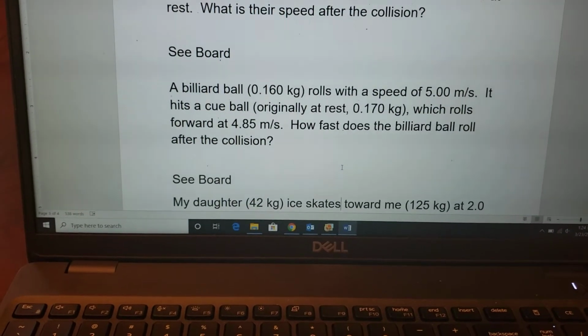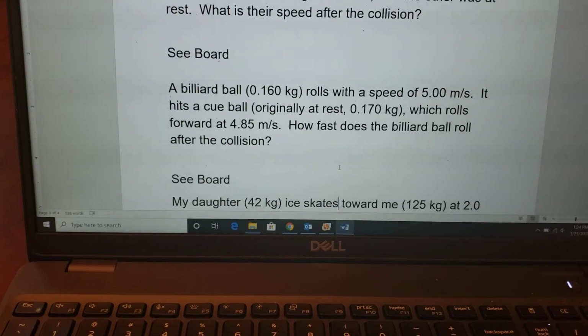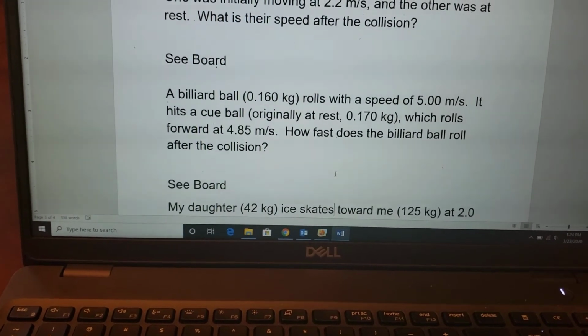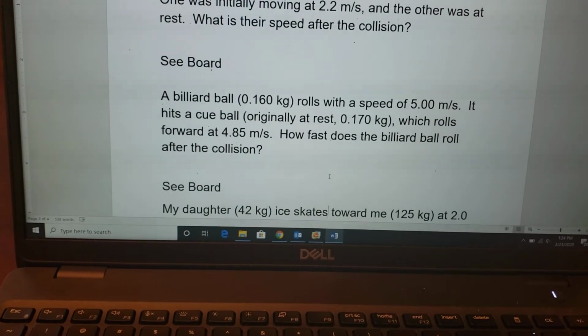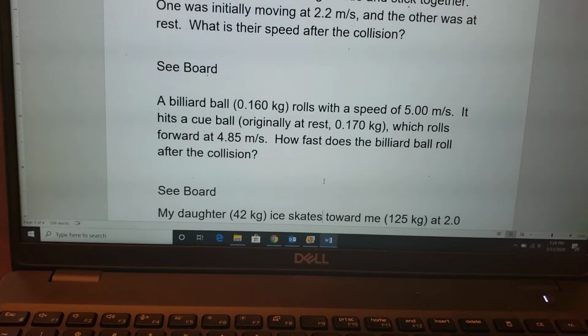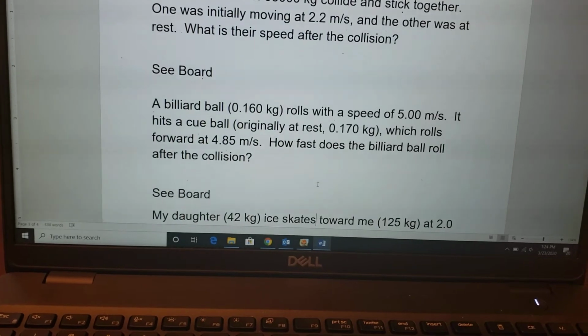Example problem number 2. A billiard ball, 0.160 kilograms, rolls with a speed of 5.00 meters per second. It hits a cue ball, originally at rest, that has a mass of 0.170 kilograms, which rolls forward at 4.85 meters per second after the collision. How fast does the billiard ball roll after the collision?